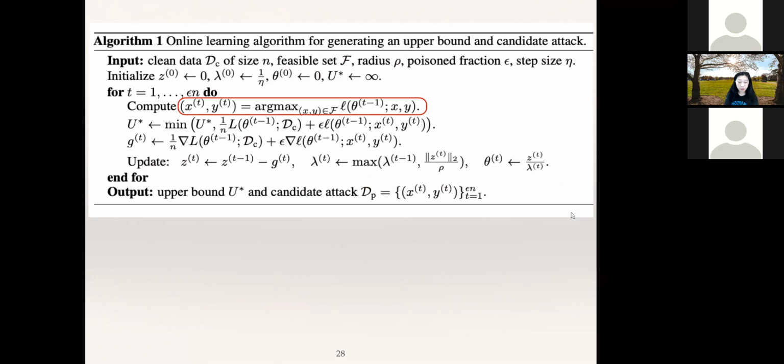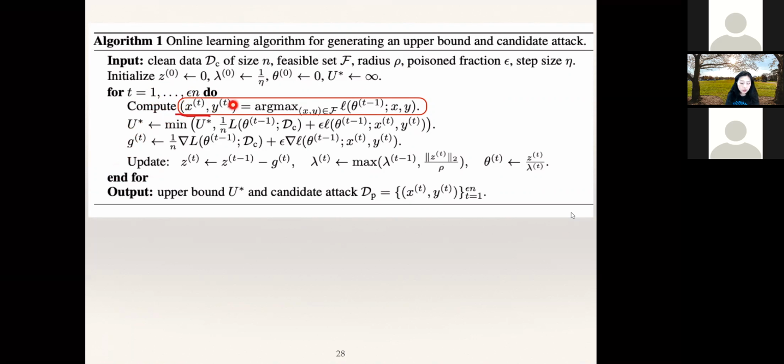Algorithm one is what we've been talking about, the online learning algorithm for generating an upper bound and candidate attack. Essentially, they first calculate the xt, yt that maximize the loss, as you can see here, but we're doing it online. So we're doing it for t examples, t from 1 to epsilon n.